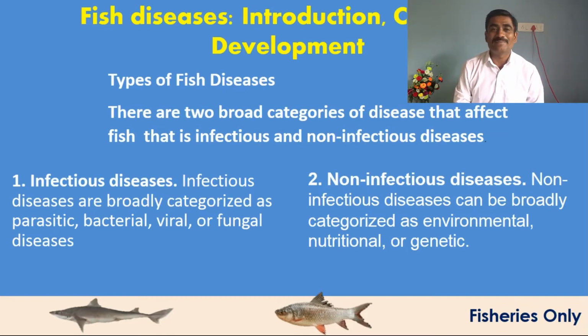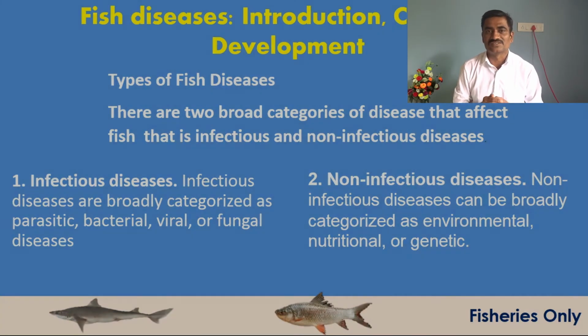Some environmental parameters are sometimes not favorable for fish culture, and those parameters lead to a disease condition in the fishes. These are called environmental diseases, which are non-infectious diseases. The third one is genetic diseases, which come from a genetic disorder in the fish itself, from its parents, or through mutation or genetic recombination. These are called genetic diseases, which also come under non-infectious diseases.